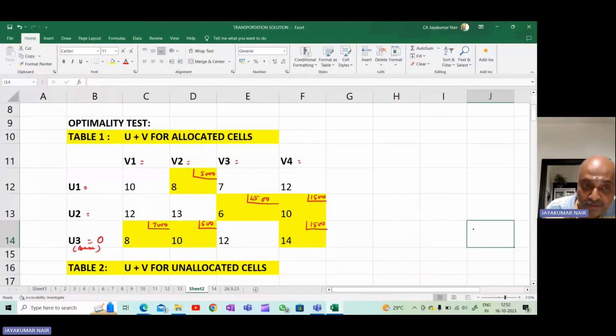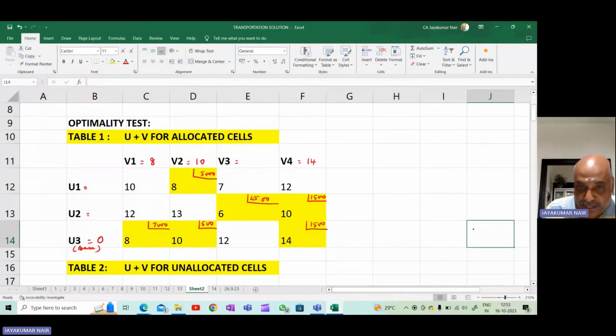Now you ask yourself, 0 plus what will give you this allocated cell, that is 8? It is 8. 0 plus what will give you 10? It is 10. Now 0 plus what will give you 14? It is 14. So the V values V1, V2 and V4 we calculated by using U3 equal to 0.